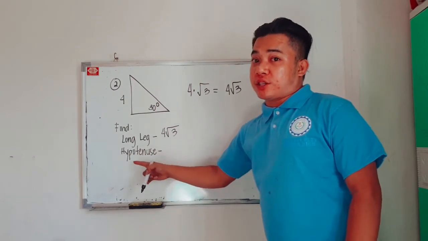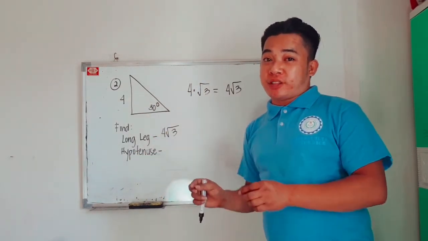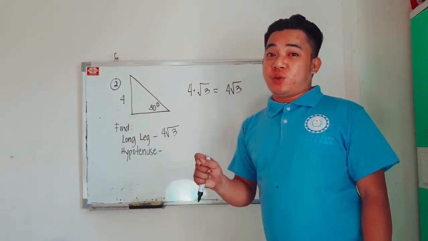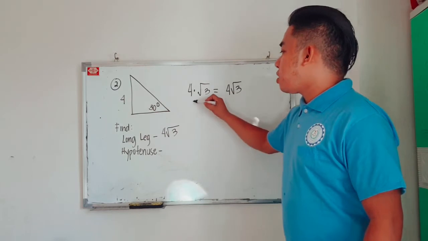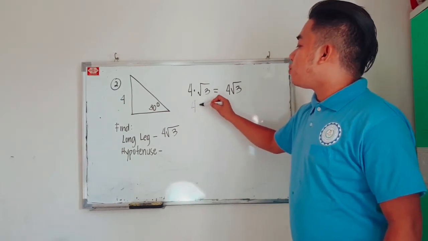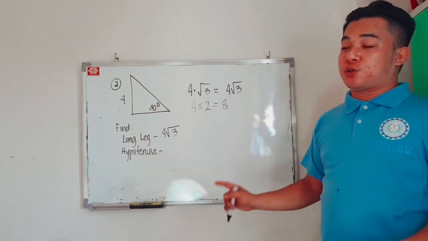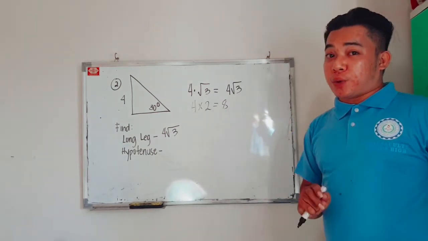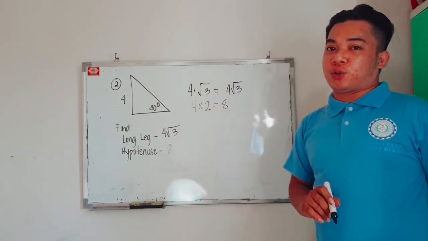What about the hypotenuse? The relationship between the short leg and the hypotenuse is that the hypotenuse is twice the short leg. Given 4, all you have to do is to multiply it by 2 to get the hypotenuse. 4 times 2 is equal to 8. Therefore, the hypotenuse is equal to 8.